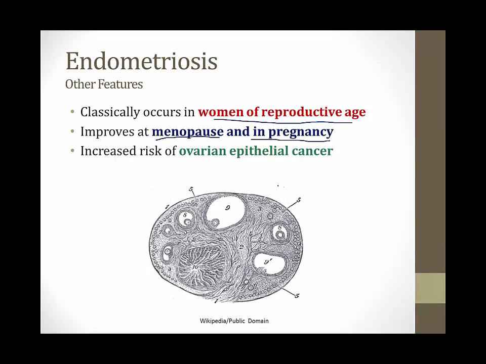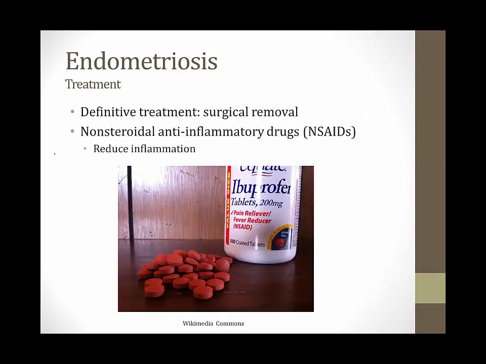And then finally, women who have endometriosis have an increased risk of ovarian epithelial cancer, which I talk about in another video, but I just want to remind you of that here. And this is a picture of an ovary on the screen here to remind you of the association of endometriosis with ovarian epithelial cancers. I'll finish this video by talking about how you treat endometriosis.